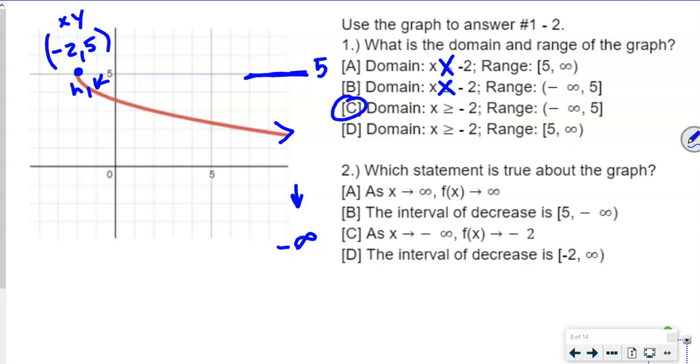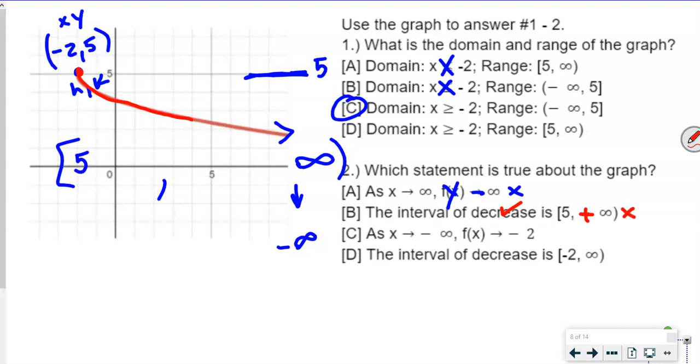Then it says, which statement is true about the graph? So as x approaches infinity, what does f of x approach? No, that would be negative infinity, right? So that's not true. Then it says the interval of decrease is from where? So where did the graph start over here? What's our x value over here? This is 5, right? And then where did it go to? Didn't it go to infinity? And is the graph decreasing? That's the other question. Yes, it's decreasing, so that's true. But it's not decreasing from 5 to negative infinity. It's decreasing from 5 to positive infinity. So that's not true as well.